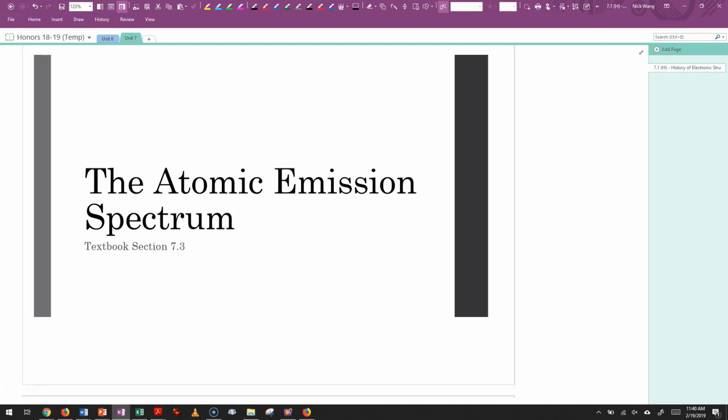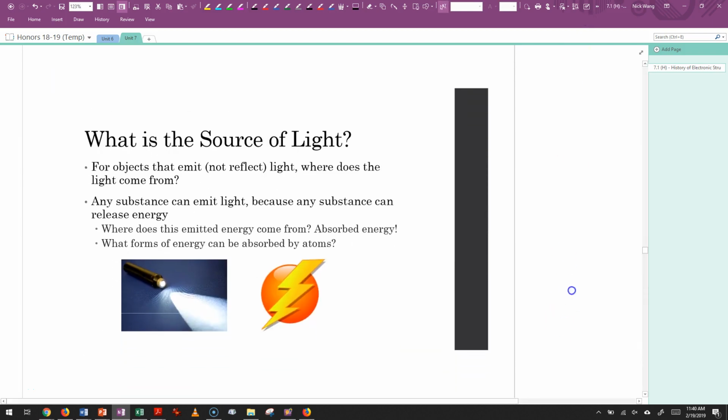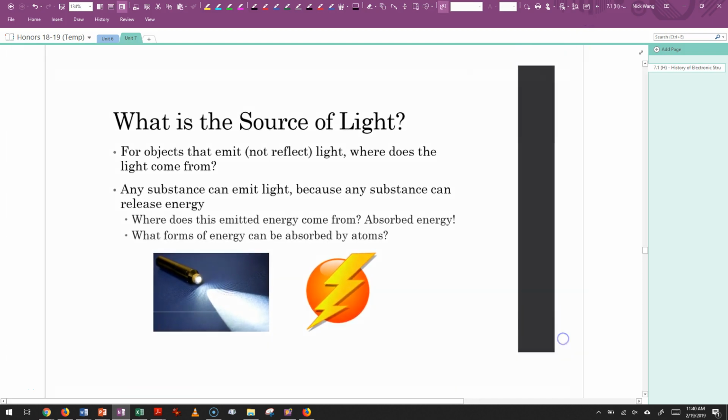In this lesson, we're going to learn about the atomic emission spectrum, and then later the Bohr model. But first, let's talk about the atomic emission spectrum. And to get us in the right framework, what exactly is the source of light? So you flip a switch, and then a light bulb goes on. What exactly is allowing that light bulb to emit light for us to see? Where does it come from?